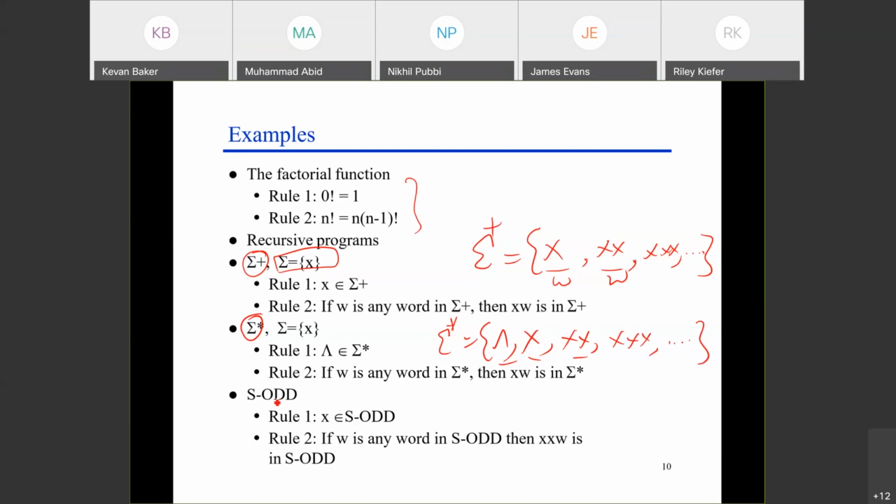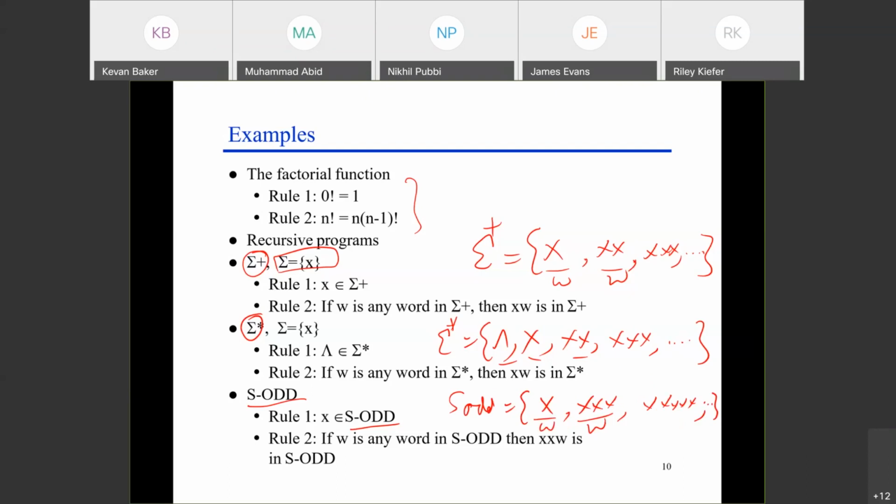Then you are saying odd language. If this is your odd language, S odd, so now you are saying rule 1, X is in my S odd language. X base case is X is there. So if W is any word in S odd, then XXW is in odd. So always multiply 2x. So it will be 3x, then 5x. So this will be w, concatenate with 2x, so 5x, and so on.